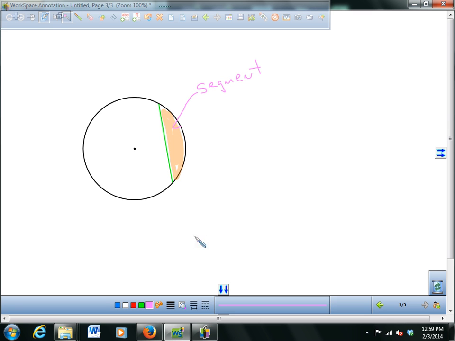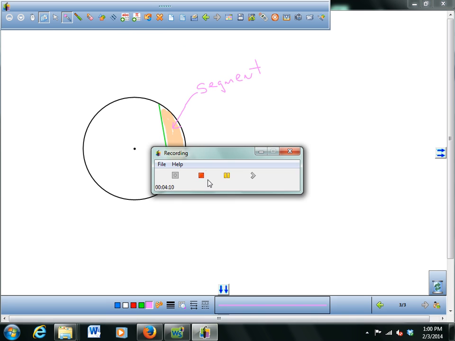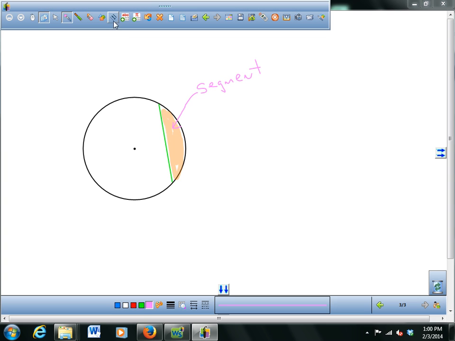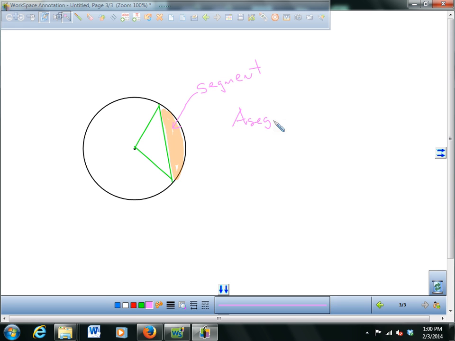And the way you could find a segment, let's pause here a little bit. The way that you find the segment of a circle is you would use the formula for the area of a segment. Area of a segment is equal to the area of the sector minus the area of the what?